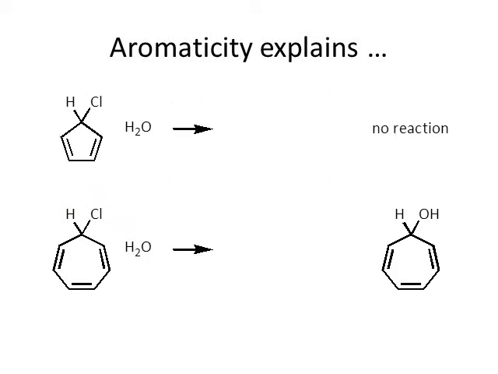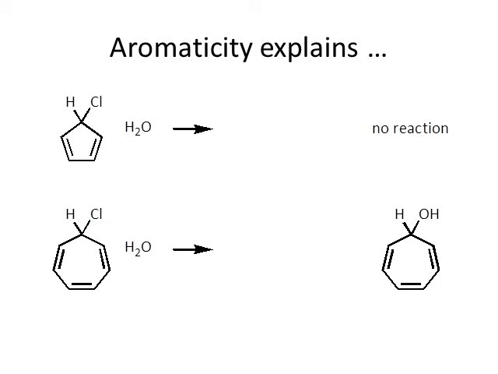Or let's take another example. If I take chlorocyclopentadiene and chlorocycloheptatriene and treat them each with water, the first undergoes no reaction and the second undergoes reaction. Now, if you look at this, this is some sort of substitution, right? We're replacing a chlorine with an OH. But this is a weak nucleophile, so this is an SN1 substitution, right? That's the mechanism that we're considering here.